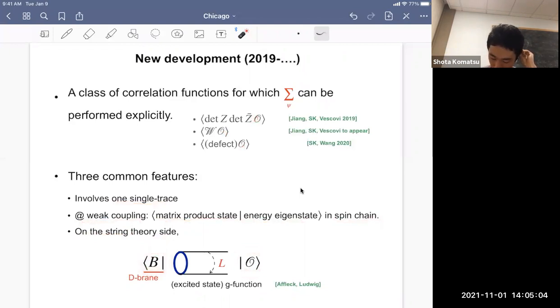This boundary state is, from the string theory point of view, related to the D-brane. And from the condensed matter point of view, or the 1+1 dimensional point of view, this is basically a generalization of what's called the g function introduced by Affleck and Ludwig. They studied the case where this state O is the ground state, but for the application of AdS/CFT, we also need a generalization for which this is an excited state.